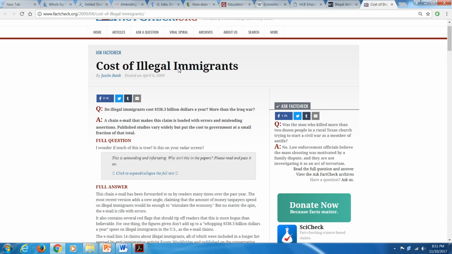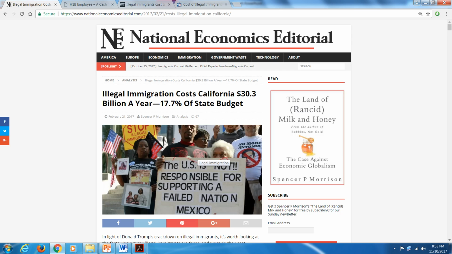Other articles I've found: factcheck.org, cost of illegal immigrants, published in 2009. Again, these are estimates of how much it's costing, and they're trying to verify whether it is 338 billion per year. Okay, now this is very important.